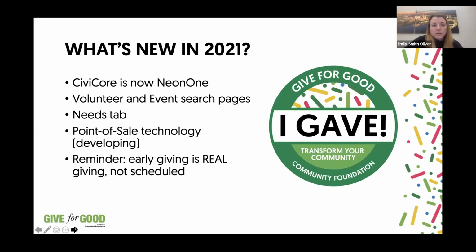What's new in 2021? Civicor was purchased by a company called Neon One. So if you get any emails from the Neon One system, don't worry, that's not spam. Those are the people who are hosting our GiveStay platform now. We have volunteer and event search pages live now on the Give4Good site that are going to be used year round. So if you post volunteer and event needs on your profile, they'll be hosted there. And we encourage donors and anybody that contacts us about volunteer opportunities to go there throughout the year.